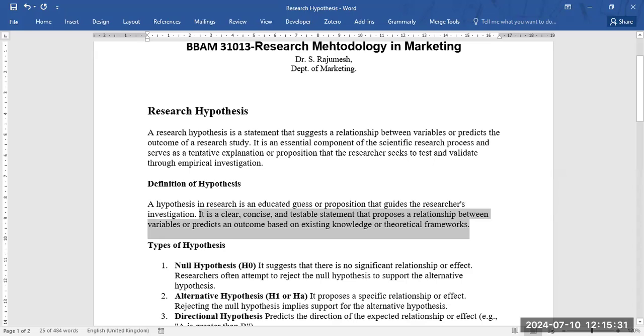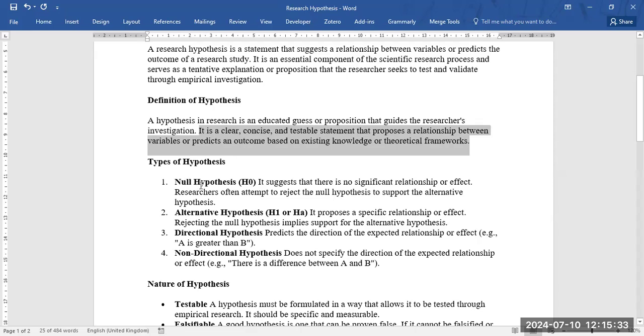Now the types of hypothesis. First, the null hypothesis. The null hypothesis normally suggests that there is no significant relationship or effect. That means when we talk about two variables, the null hypothesis suggests there is no significant relationship between those variables. Researchers often attempt to reject the null hypothesis to support the alternative hypothesis.